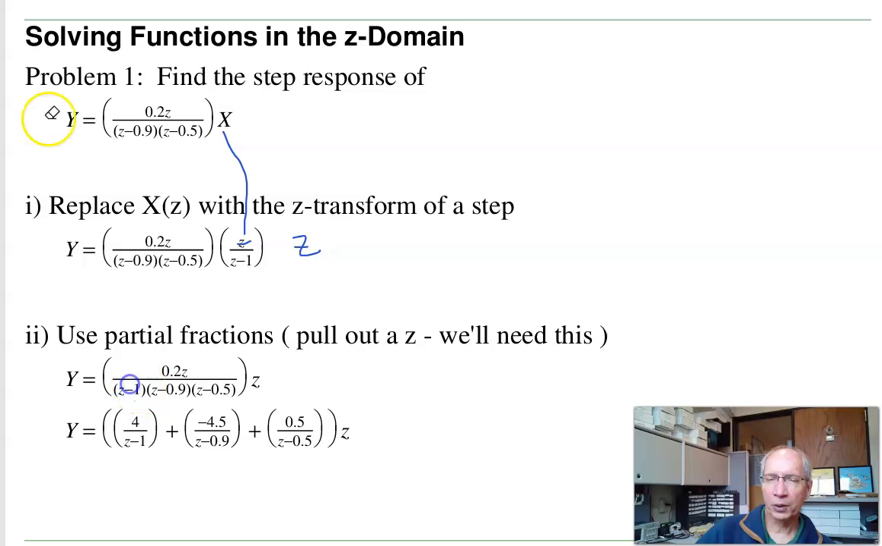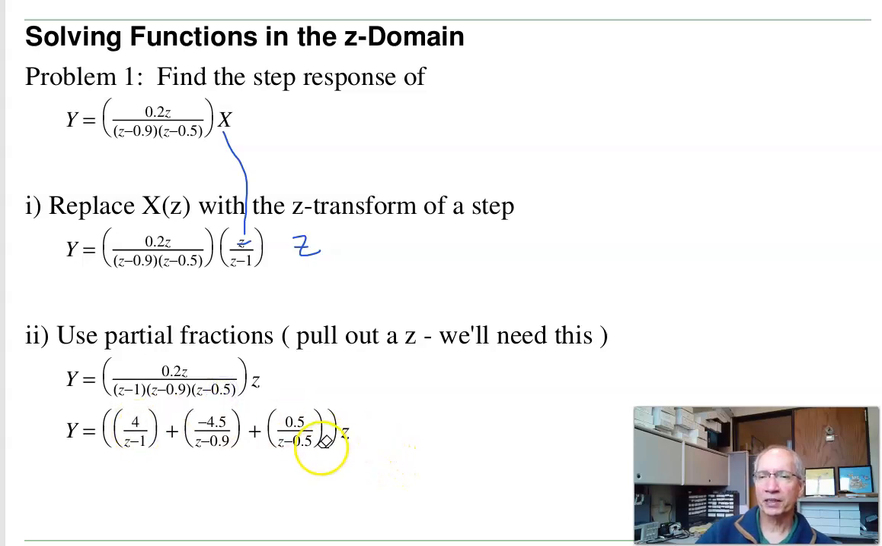To get the term over z minus 0.9, I cover up the z minus 0.9 term. Plug in z equals 0.9. Do that analysis, I get minus 4.5. To get the z minus 0.5, cover up this term, analyze the inside at z equals 0.5, I get 0.5. So here's your partial fraction expansion.